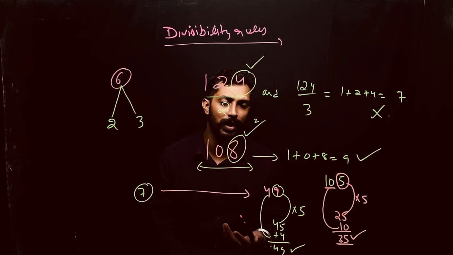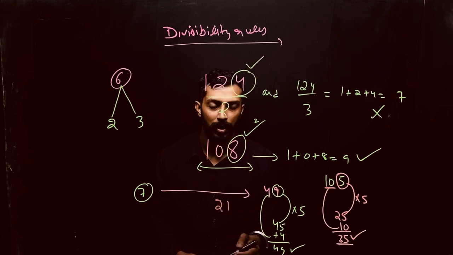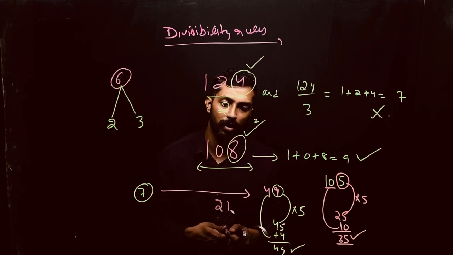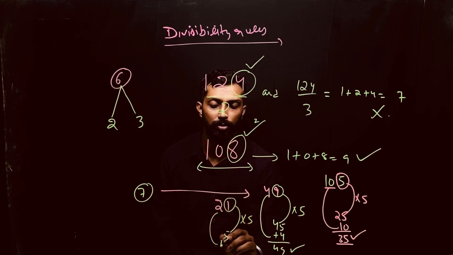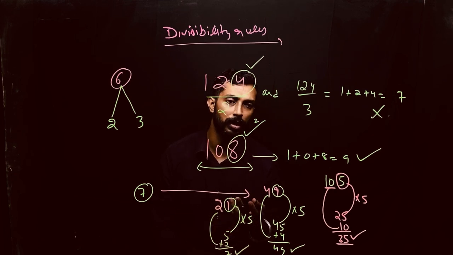Another simplest example I can take here is 21. The rule is the same. We'll take the last digit, multiply it by 5. It becomes 5. This 2 plus 5 is 7, a multiple of 7. So this is the divisibility rule of 7.